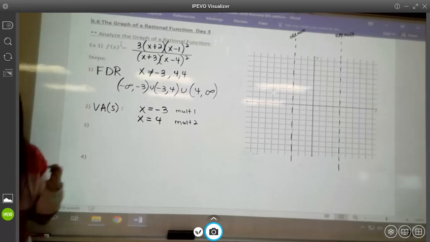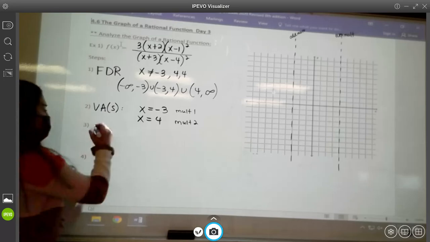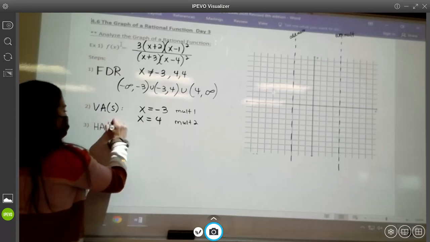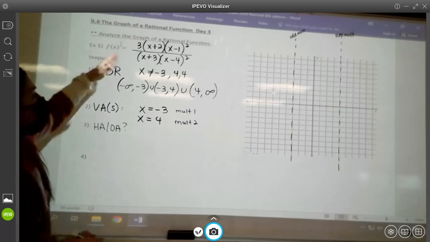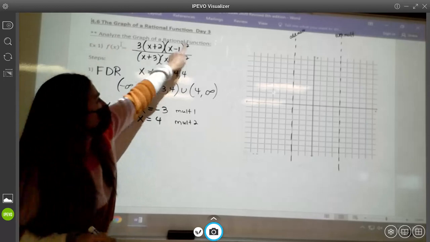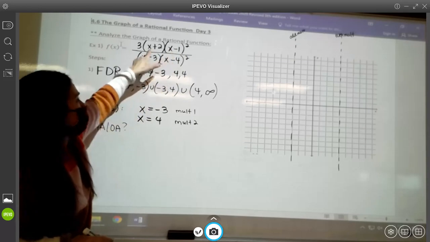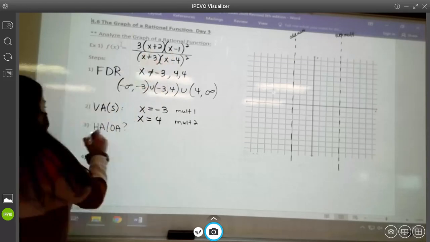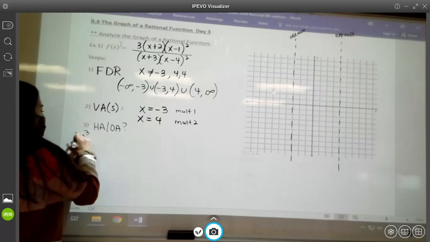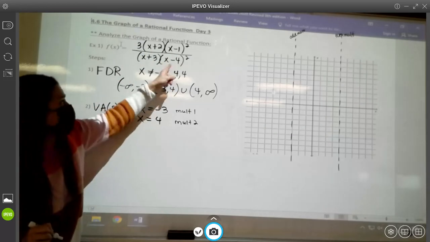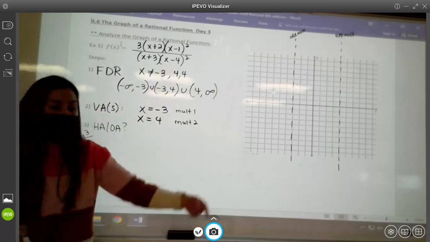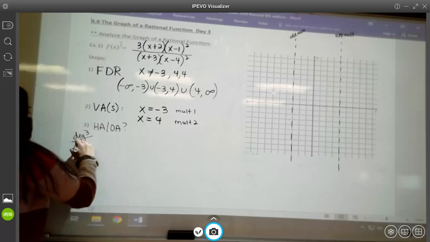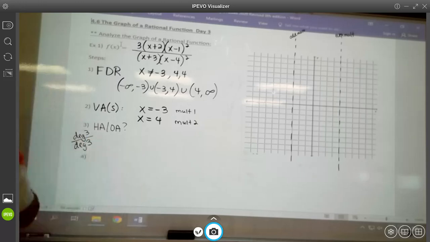Now let's go after our horizontal or our oblique asymptote. If you think about it, if you were to multiply this all out, this would become an x squared. An x squared times an x would be an x to the third, so that's a degree 3. Over, same thing, if I squared this, I would lead with an x squared. An x squared times an x would be an x to the third, so that's a degree 3. So I have a degree 3 polynomial over a degree 3 polynomial.